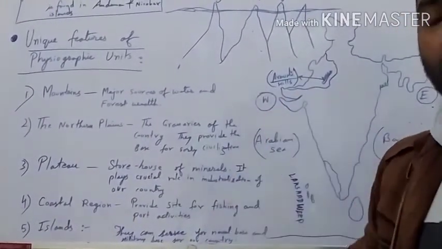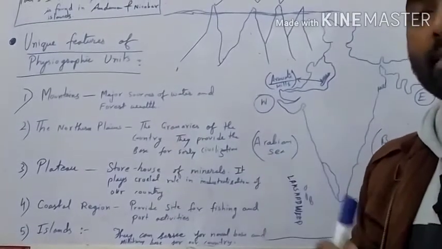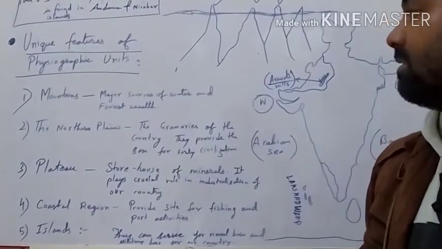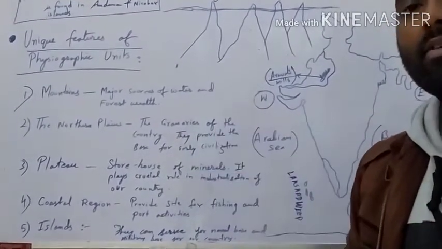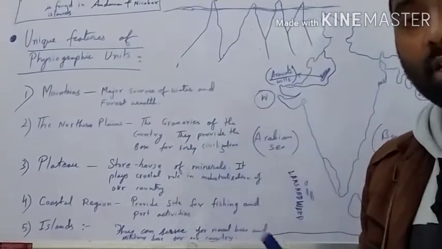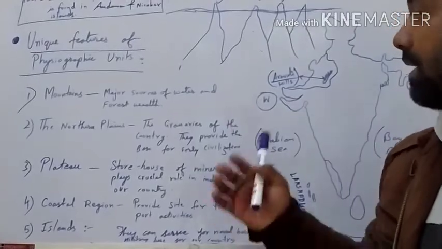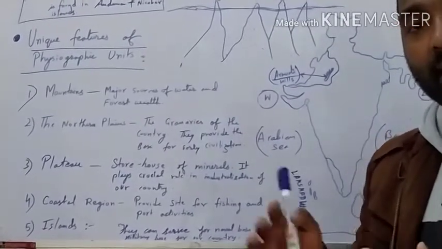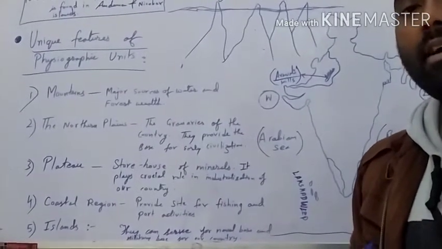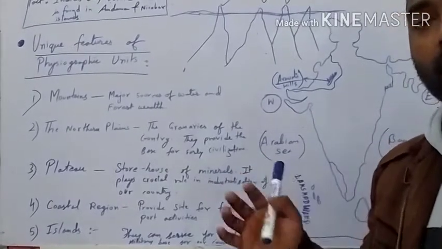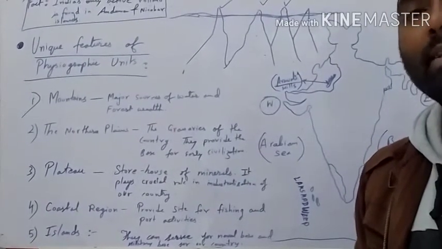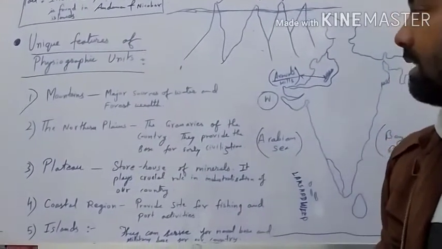This means mountains provide us with major sources of water and forest wealth. That means the river which originates in the mountain is the source of water. The glacier is also a source of water in the mountain, and in the mountain region you will find a thickly covered forest. That means the forest wealth is also well developed in the mountainous region.